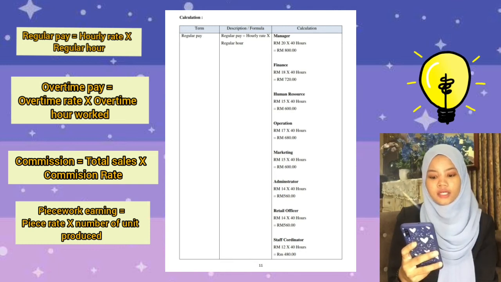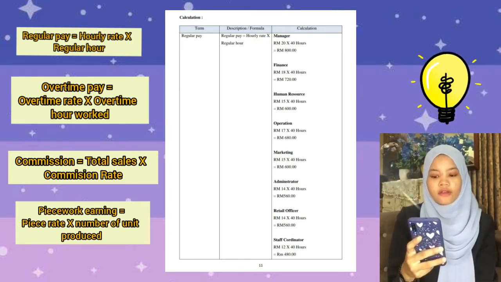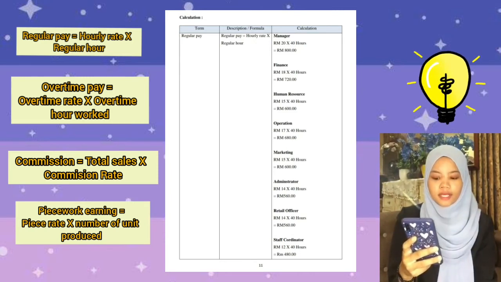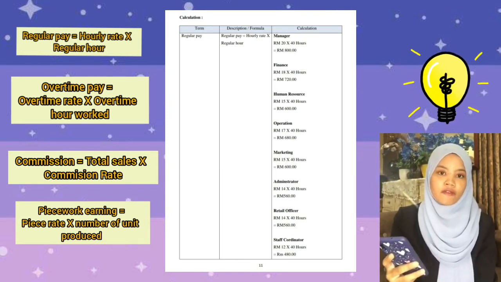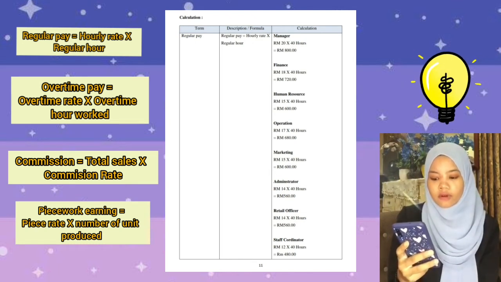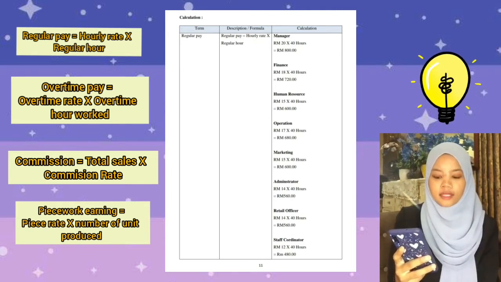For the regular pay, you can see in the slide. I get the answer for a manager RM800. For finance RM720. For operation RM680. For marketing RM600. For administrator RM560. For retail officer RM560 too. Staff coordinator RM480. And assistant chef RM480.